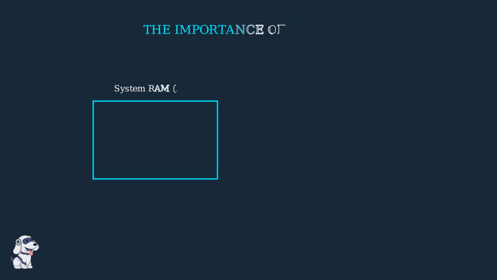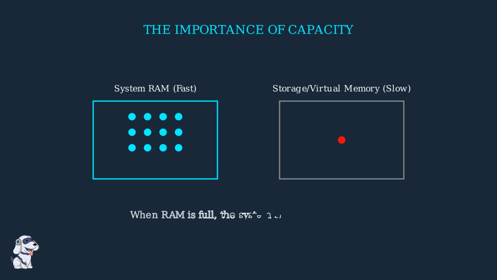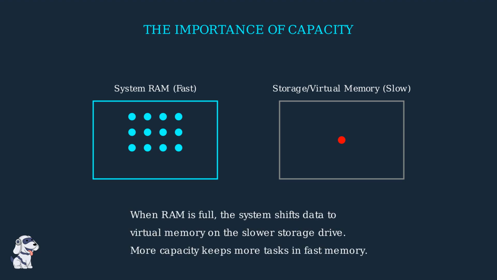The capacity of your RAM is critical for system performance. Think of RAM as your high-speed workspace. When tasks pile up, your computer needs enough space to hold all active data. This is what we call system memory. If your capacity is too low, the system is forced to move that data into virtual memory, essentially using your slow hard drive as a temporary overflow area. This constant swapping is significantly slower than RAM access, which causes the system to stutter. Increasing your capacity prevents this, keeping your workflow in high-speed memory.